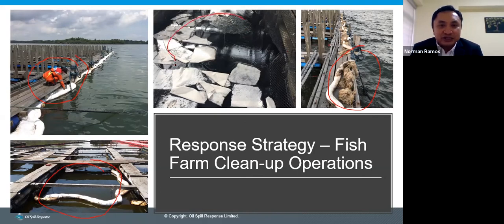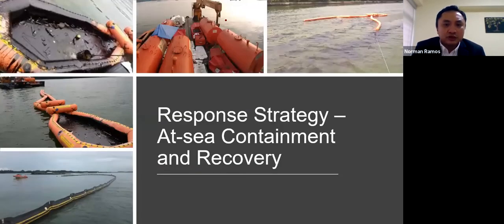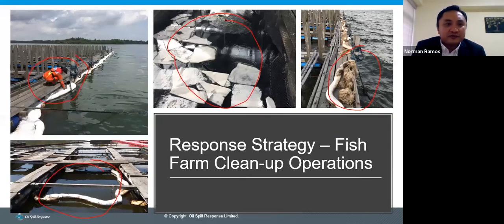And this photo here shows the sorbent pads that the owners threw to the cages at the onset of the spill. So it looks very wasteful, but I don't blame the owners at the time because it is in the emergency phase. Whatever equipment or material they have, they use. That's why, as you can see, there's a lot of sorbent pads in this photo. So that's what we have done for the fish farm cleanup operation.